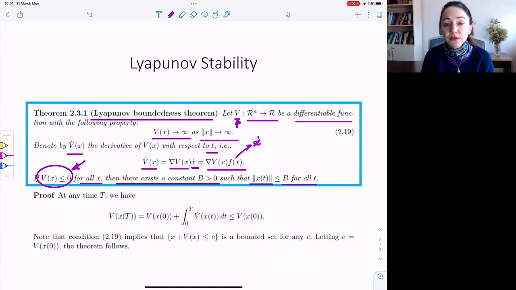The proof is very simple for this theorem. Essentially, what we're doing is we're using this Lyapunov function as a vehicle.